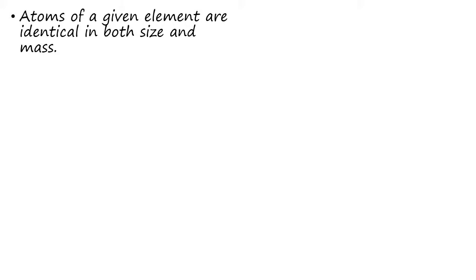The third aspect of Dalton's atomic theory is that atoms of a given element are identical in both size and in mass. And so if we look at two examples, helium and neon, we'll find that helium atoms are all the same size and exact same mass. But if we were to compare the atoms of helium to the atoms of neon, we would notice that the atoms of neon would be greater in mass and have a different size. And so the only thing that differentiates elements from each other are their size and their mass.